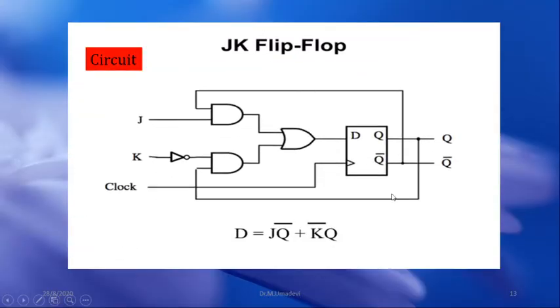Then this is the circuit for the JK flip-flop, and this JK flip-flop is constructed using 2 AND gates, an OR gate and a NOT gate. J and K are the inputs, CLK is the clock, and we have also used a D flip-flop. The D flip-flop I will teach you in the next class. Q and Q bar are the outputs.